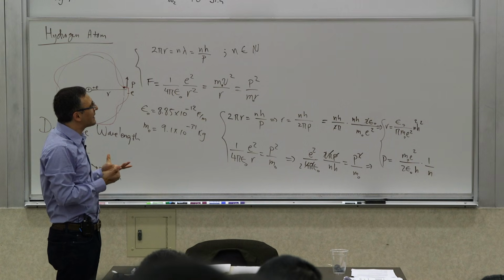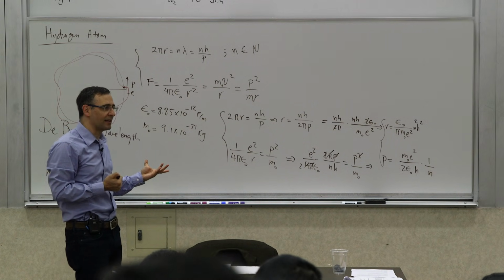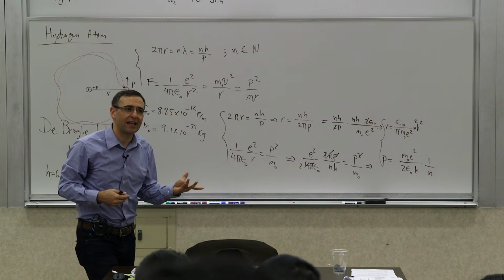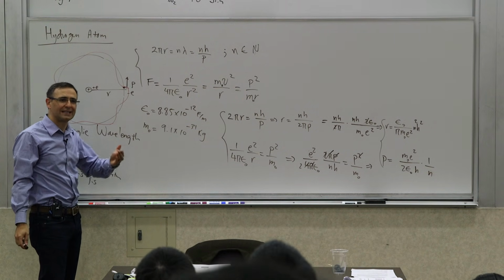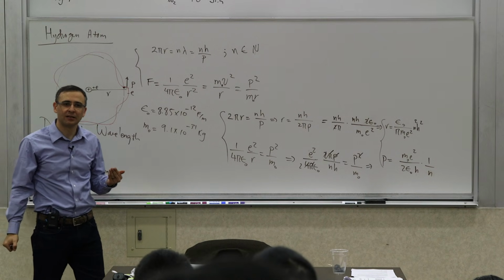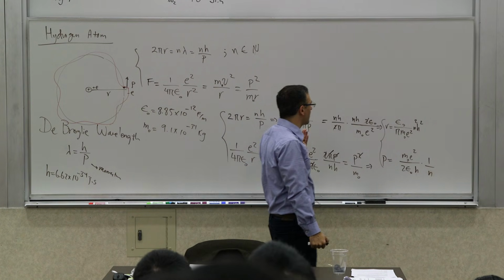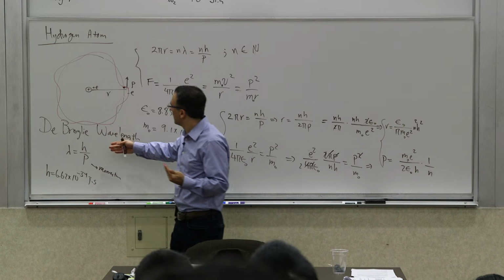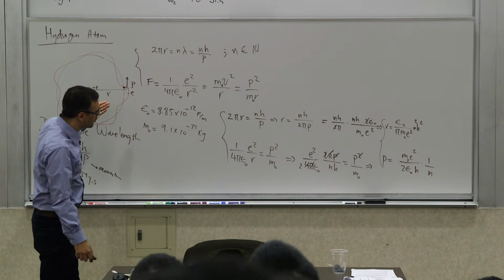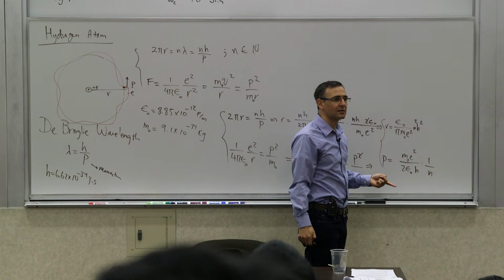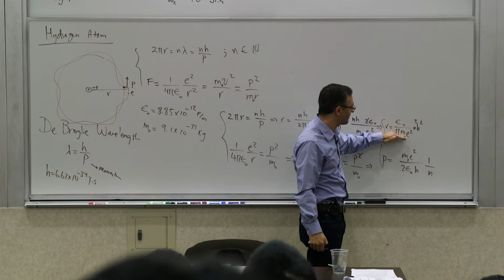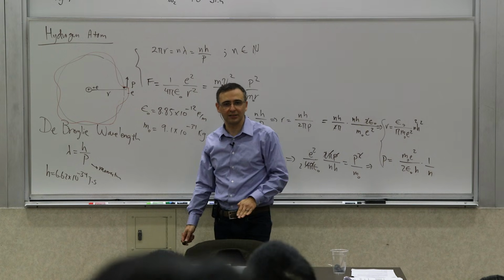Now, what does it mean to have an n in there, an integer number? It means that you cannot have any arbitrary values of p or r. So it's the quantization that's happening. Because of this wavelength nature of the wave-particle duality, you can see that both your momentum and your radius are quantized. It can only take certain values. It cannot take a continuum.